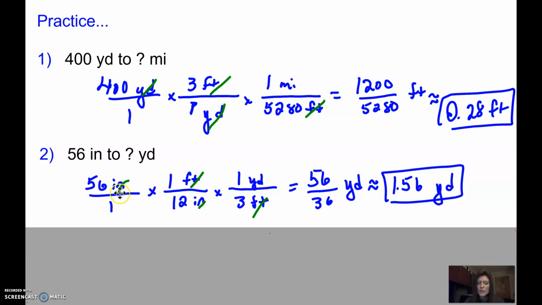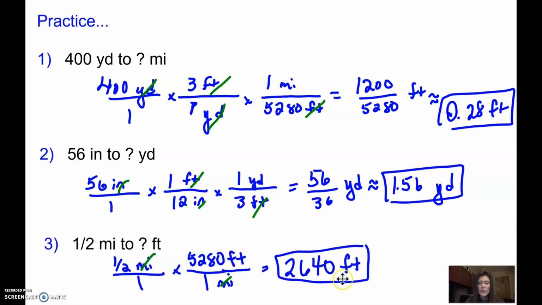So I started with my 56 inches, and I know that there's 12 inches in 1 foot. So now my inches cancel. I put the inches in the bottom. Now I'm in feet. I have to go from feet to yards, so I'll use the next conversion factor of 1 yard is 3 feet. Again, I have 1 foot on top, 1 foot on the bottom. They cancel. That's the whole idea. And so the only thing left is yards. And when I multiply across the top, I get 56, and the bottom I get 36. Doing the division, our final answer would be 1.56 yards.